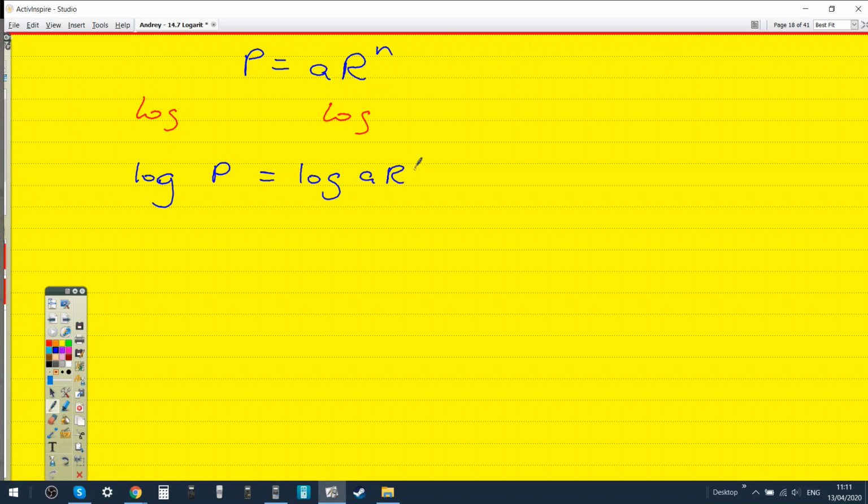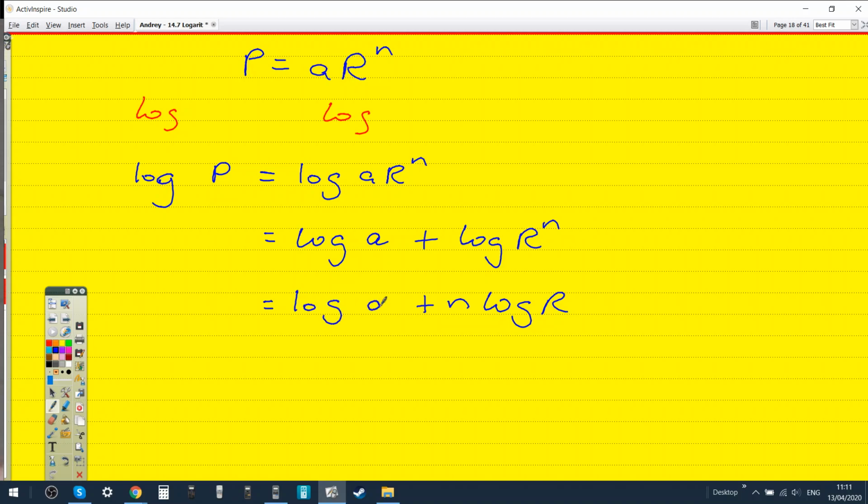I'm not allowed to do like n to the front of the log, can I? You first have to split these up. This is a times r to the n. What you can do is use logs in reverse, and so that would be 2 logs being added. And then you can do your n thing. Then you move your n to the front.